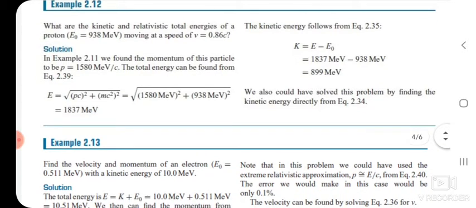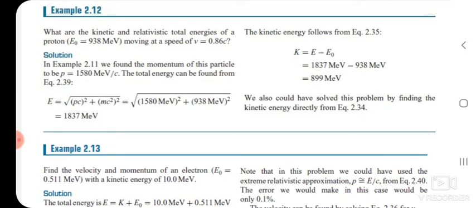Next, what are the kinetic energy and relativistic total energy of a proton having rest mass energy E naught equal to 938 mega electron volt, moving with a speed v equal to 0.86 c. The total energy can be defined as E is equal to square root of (Pc) square plus (mc square) whole square. Mc square is the rest mass energy, and Pc, as we discussed in the last problem, for a proton is equal to 1580 mega electron volt.